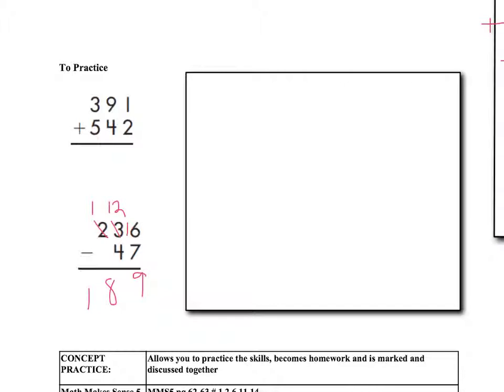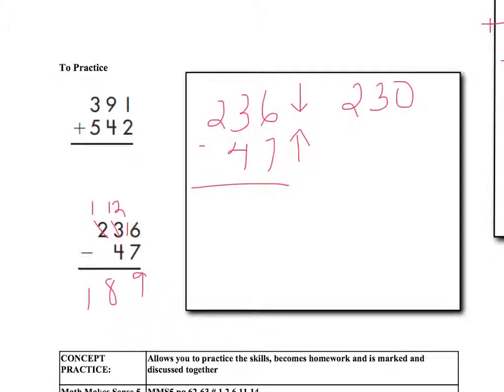Now I'm going to use an estimation strategy. What should we use? I'm going to use compensation. I'm going to have 1 go up and 1 go down. I'm going to have this one go up because it's easier to go up, and this one go down, so this is going to be 230. 47 I'm going to make up to 50.